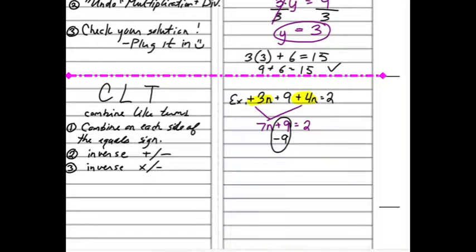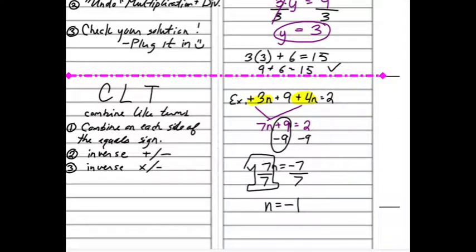Then I bring down the rest of my equation. 7n equals 2 minus 9 is negative 7. Now I'm going to do the inverse of 7n, or 7 times n, which is dividing by 7. And when I do this, I'm going to draw myself a 1 around that expression, because 7 divided by 7 is 1. So that gives me n equals, now this one's tricky, negative 7 divided by 7 is actually negative 1.